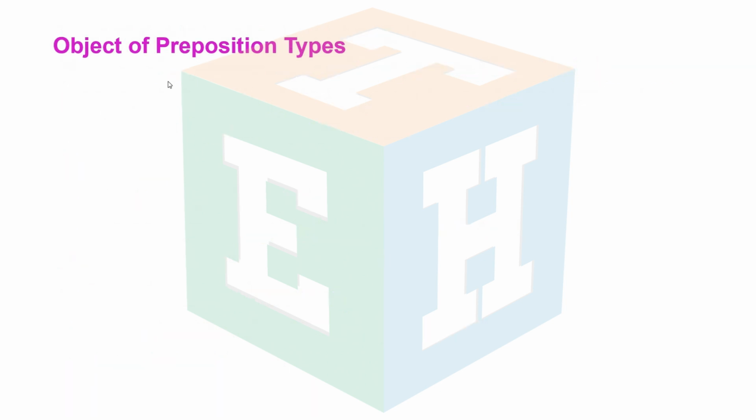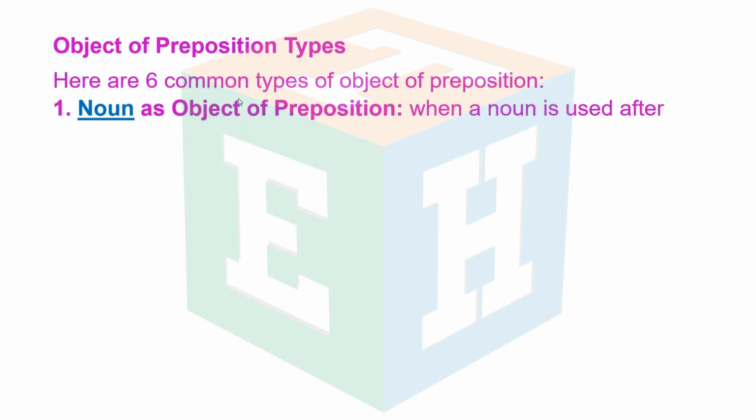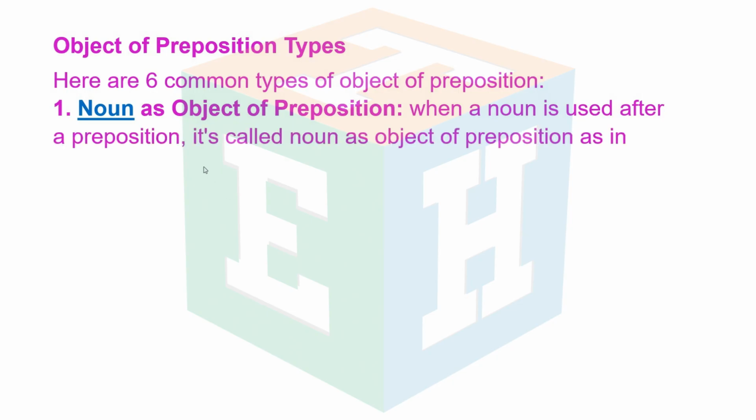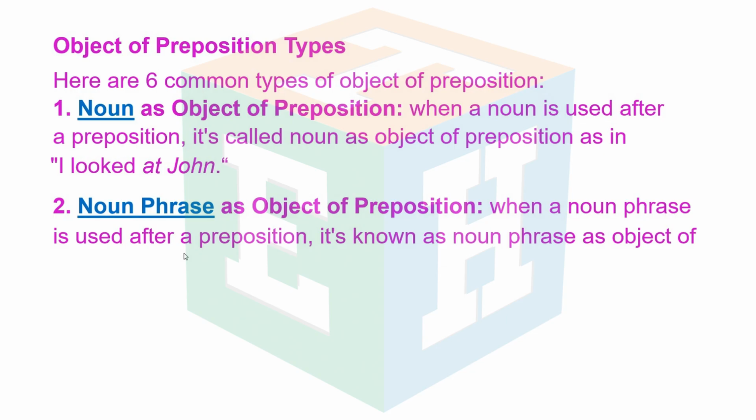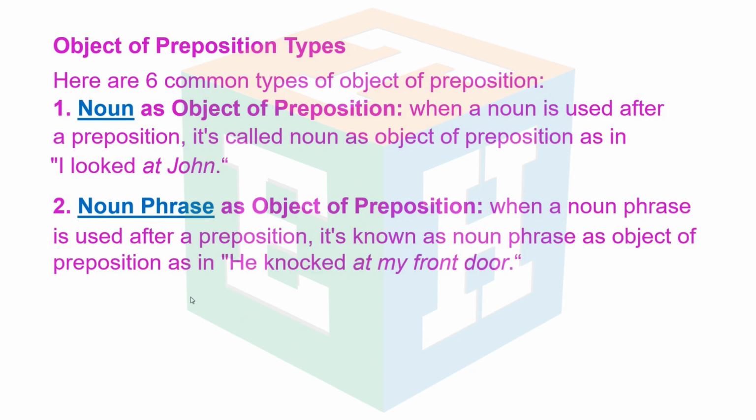Object of preposition types. Here are 6 common types of object of preposition. Number 1, noun as object of preposition. When a noun is used after a preposition, it's called noun as object of preposition, as in, I look at John. 2. Noun phrase as object of preposition. When a noun phrase is used after a preposition, it's known as noun phrase as object of preposition, as in, he knocked at my front door.